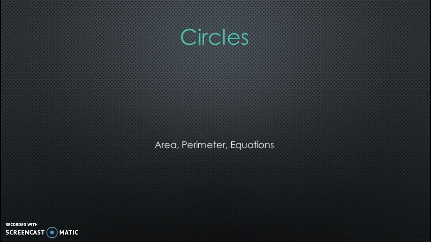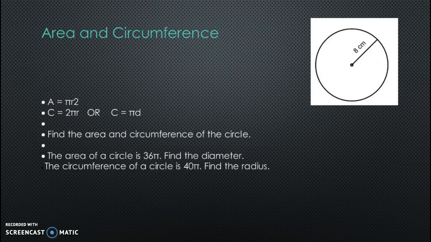We're going to keep looking at circles, but instead of just looking at the equations like we did a few units back, we're going to look at the area and perimeter as well. So to start with, the area and circumference of a circle, which is the perimeter, but it's a circle. Area is pi r squared.